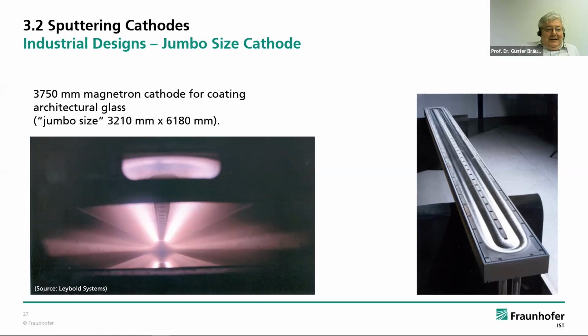Here you see briefly some industrial cathodes. On the left side, you look through a window in the side of the glass coater, and you see a 3,750 millimeter magnetron cathode for the deposition of thin films on the so-called jumbo-size glass substrates. I'm not sure if the dimensions are correct. At least it is more than 2 meters, 3 meters times 6 meters. On the left side, you see such a magnetron, and you see the characteristic racetrack.